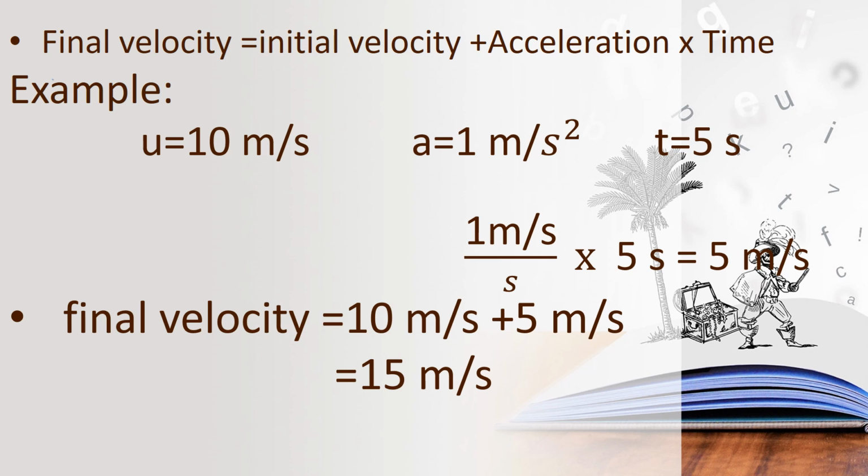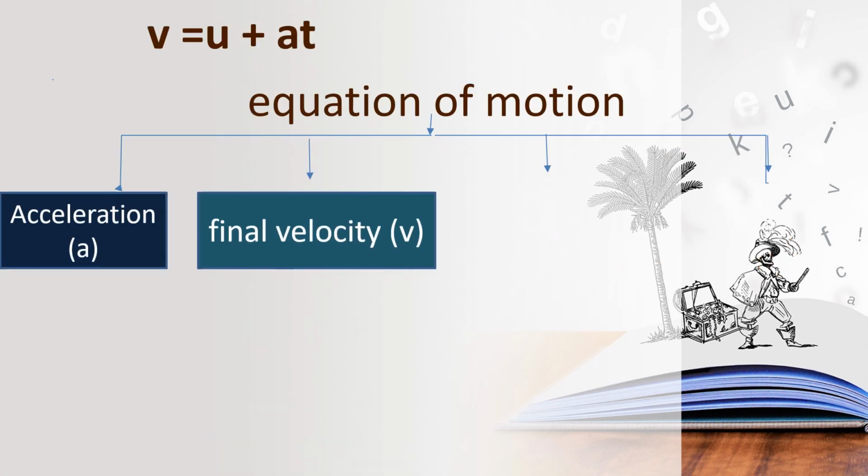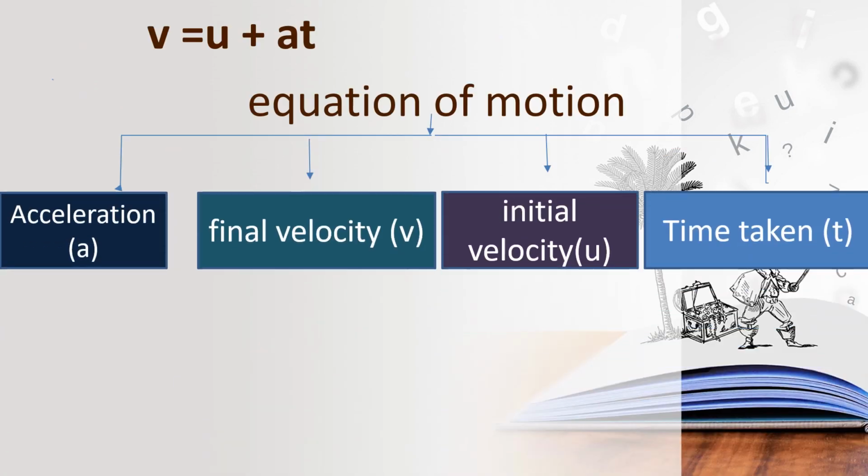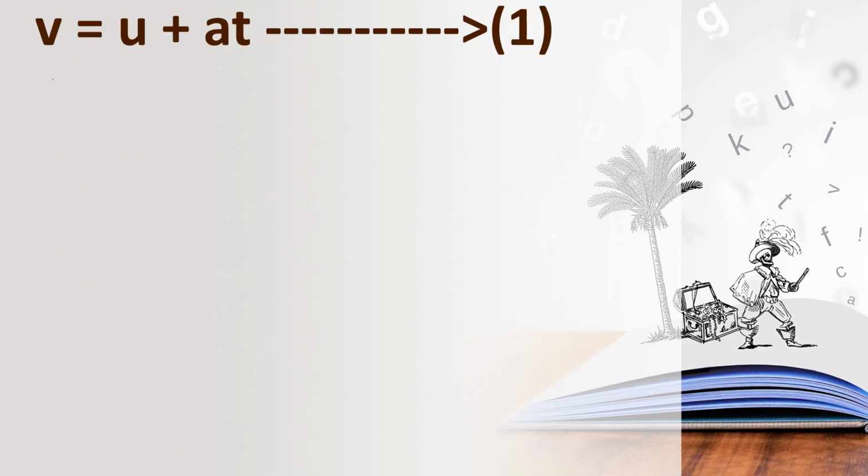So what is the equation of motion? V equal to U plus AT. Okay, how did you get this? V means final velocity and U means initial velocity and AT means acceleration for time T taken. So this equation of motion is derived from acceleration, final velocity, initial velocity and time taken. Okay, children. So V equal to U plus AT is the equation of motion.